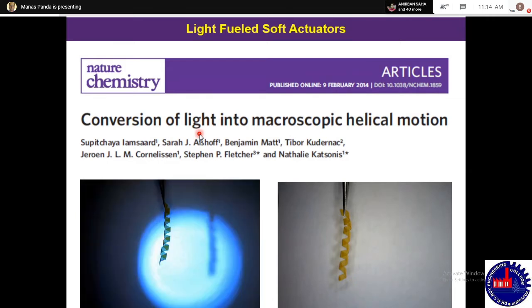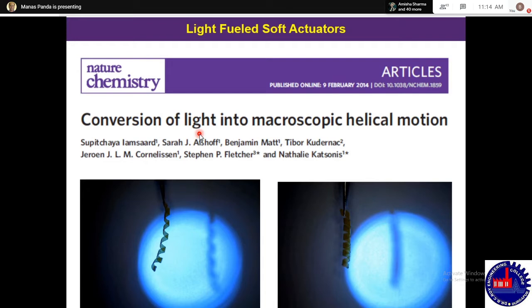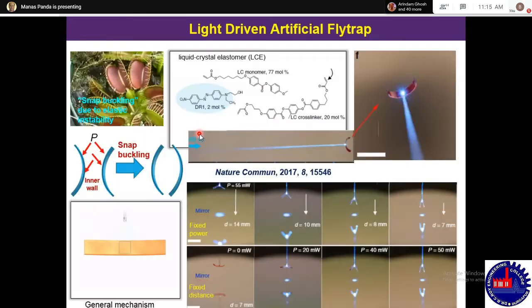You can see over here, this polymer tendril is expanding upon illumination of the light, and the other one is compressing upon the illumination of the light. So she has developed two different phenomena based on the photoactive polymer. I will not go into the details about the fundamentals over here. I'll just skip these slides.